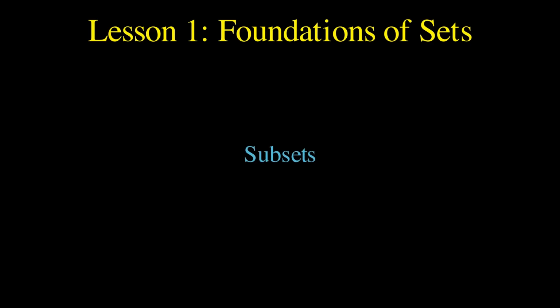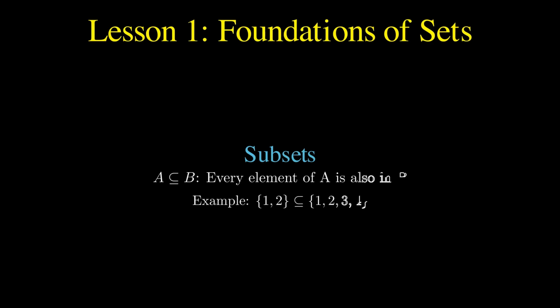One set can also be part of another set. We call this a subset. If every element of A is also in B, then A is a subset of B. For example, {1, 2} is a subset of {1, 2, 3, 4}.